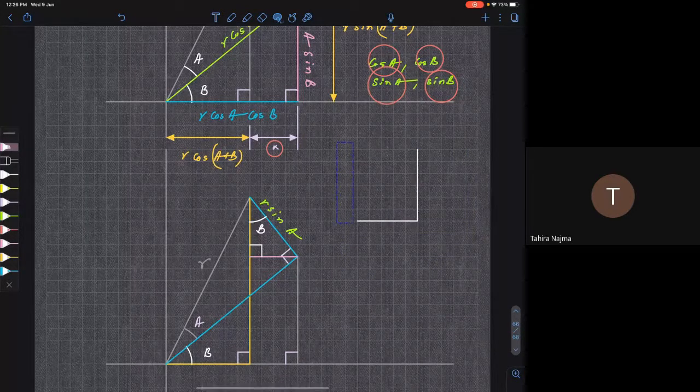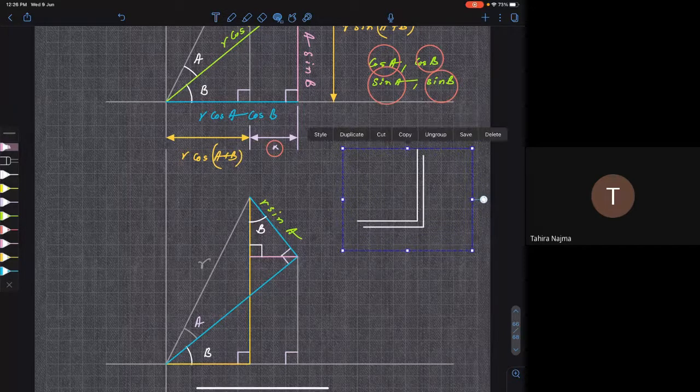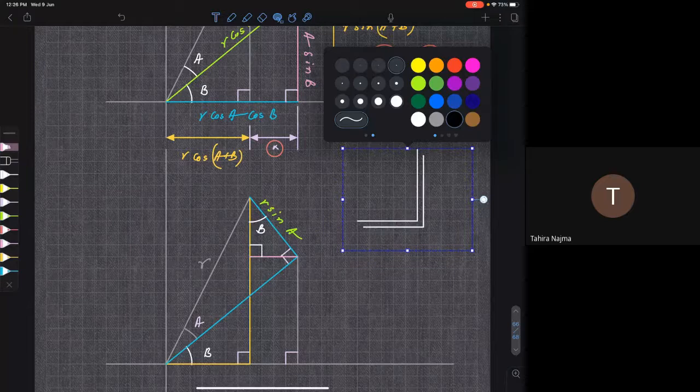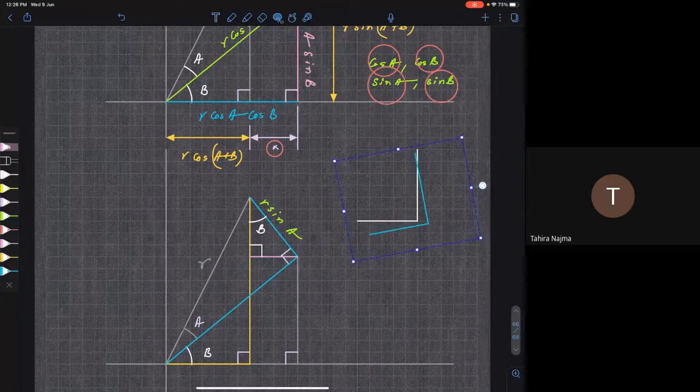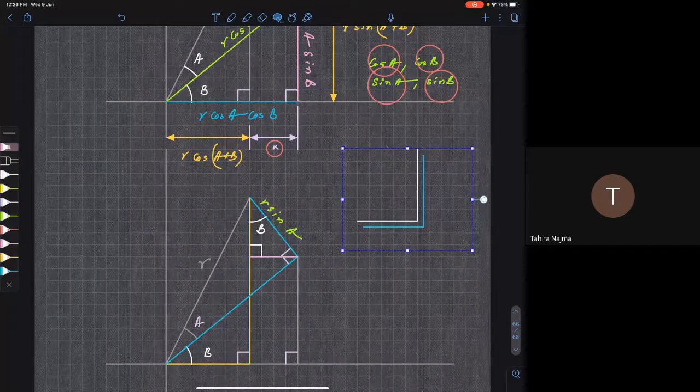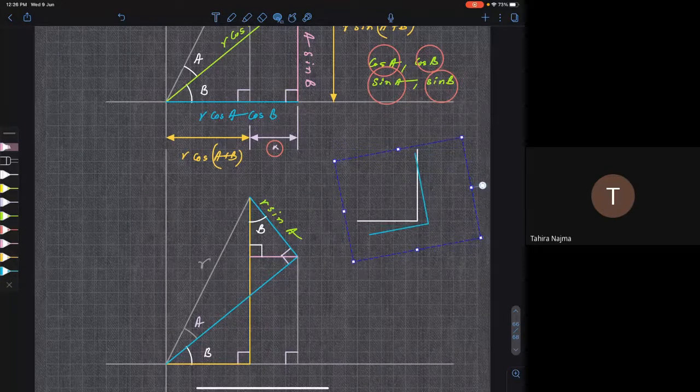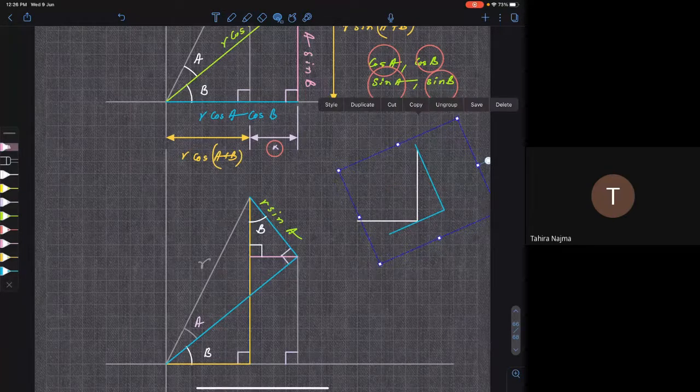Okay. Now, I'm copying this, and I'll make it in a different color. Which color? Let me take light blue. Now just see this. Now look at this. Now these two white lines are perpendicular to each other. These two blue lines are perpendicular to each other. You are getting my point?